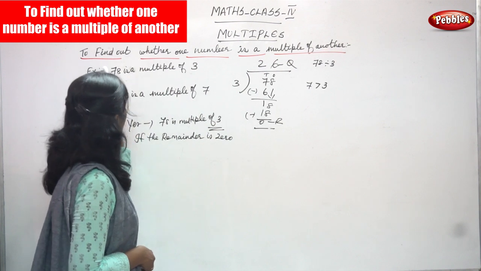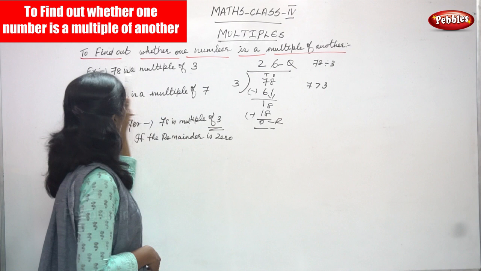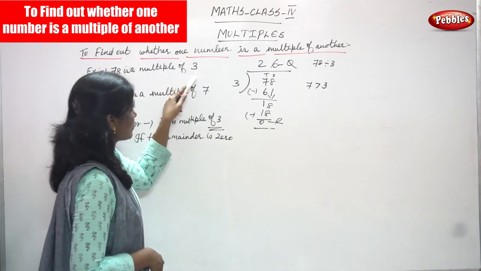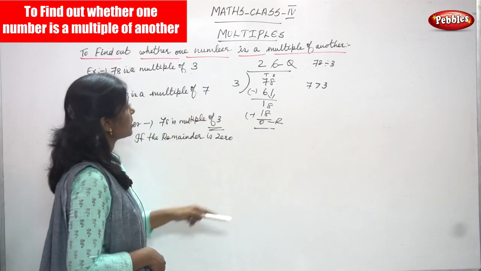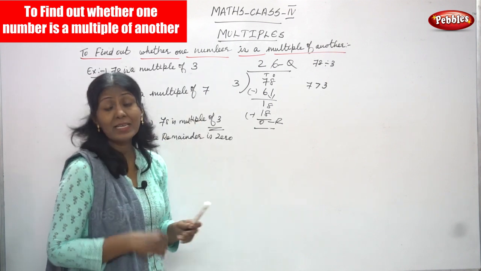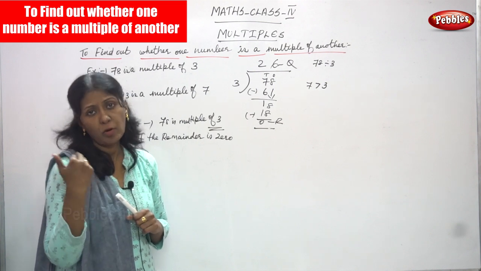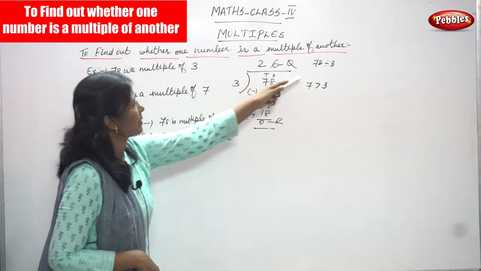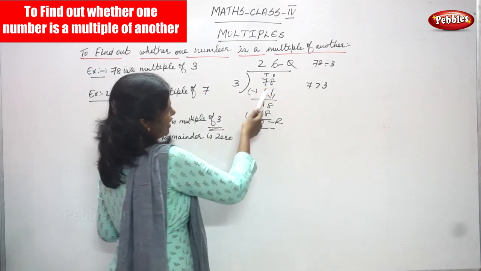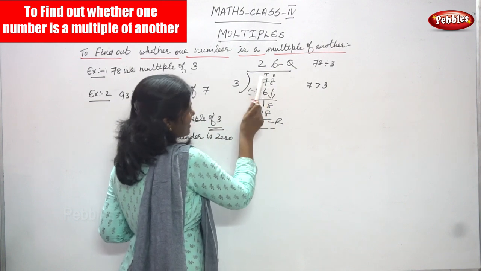This question is to find out whether one number is a multiple of another. One number is 78, the other number is 3. So this is the given number, and we check whether it is a multiple of 3. What you have to do is divide, then you can find out whether it is a multiple of 3 or not. 78 is divided by 3, that is what I have written.